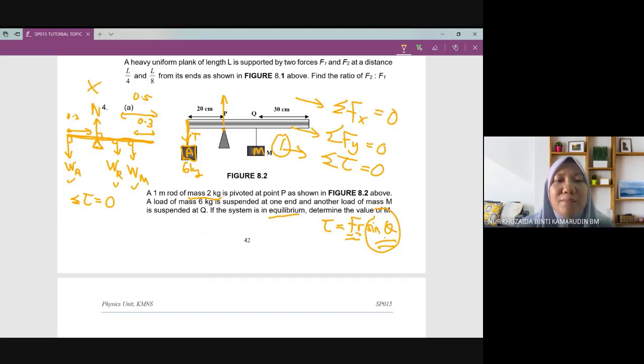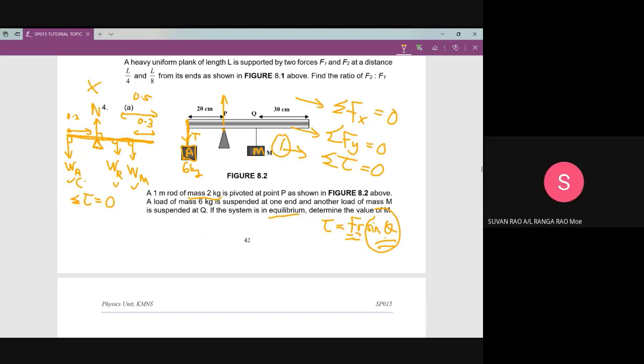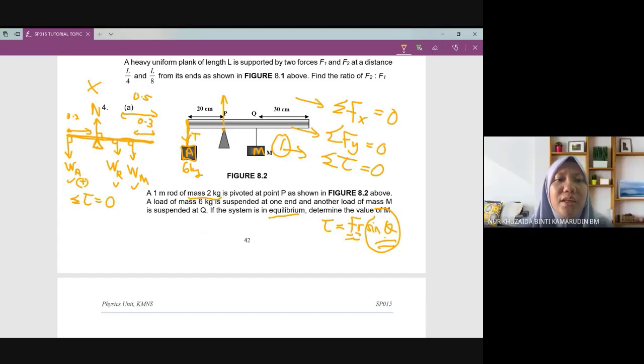WA, is it produced clockwise or anti-clockwise? Cuba imagine. Tolak. Anti. Yes, very good. So this one is anti-clockwise. So anti-clockwise positive or negative? Positive. Positive. Okay. What happened to the weight of the rod itself? Dia akan menyebabkan apa? Clockwise or anti-clockwise?